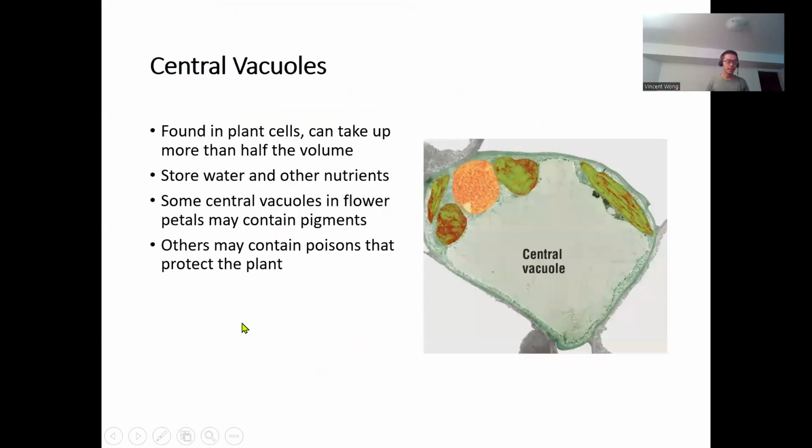Let's talk about other things that are found in a plant cell. We have this thing called the central vacuole. Central vacuoles are big structures that take up a lot of volume inside the cell. They are there to store water and nutrients, and sometimes they are in the colored part of a plant, like the flowers. In those places, the central vacuole will be responsible for storing pigments. If the plant is poisonous, they might also be able to store poison in the central vacuole.